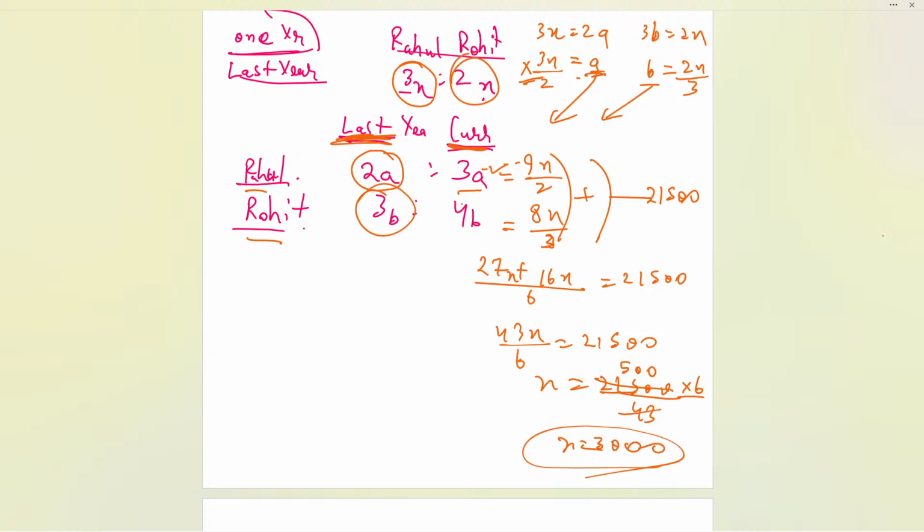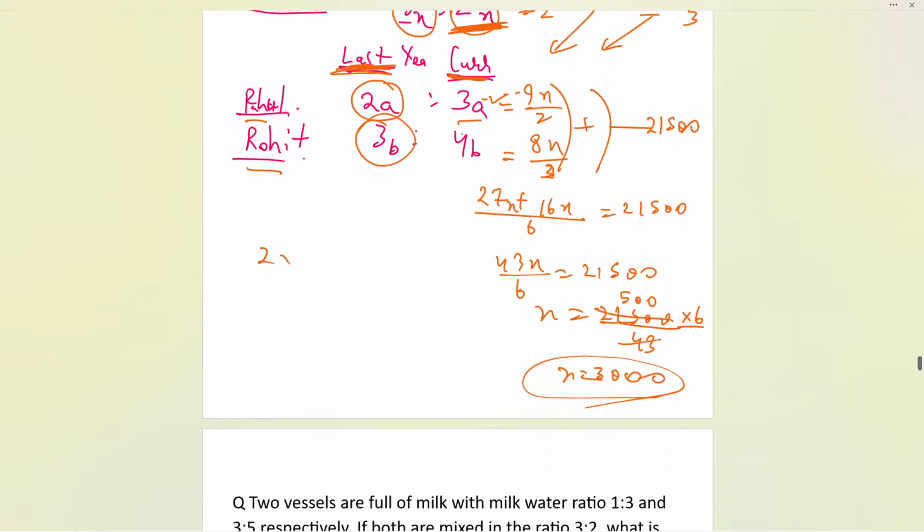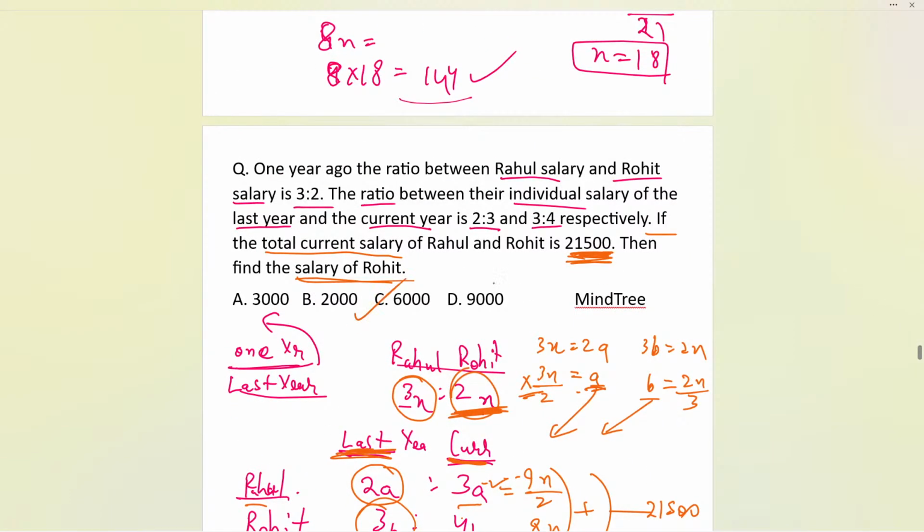And now what do we need in the question? We need the salary of Rohit. Considering only the x part, Rohit's salary is 2x. So 2 times 3000, we are getting 6000 as the final answer. That is the answer to this question. I hope it is now clear to everybody.